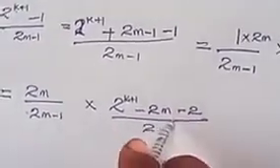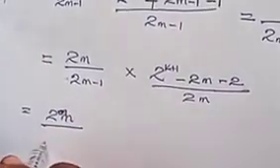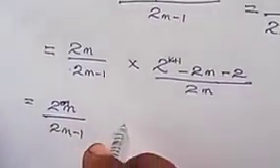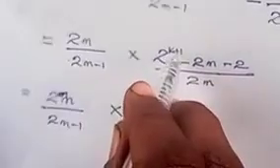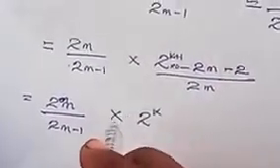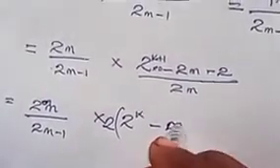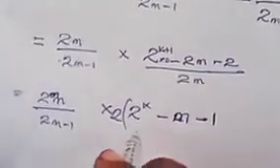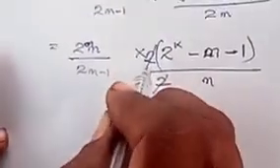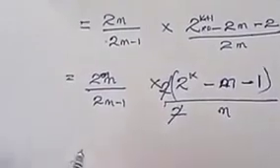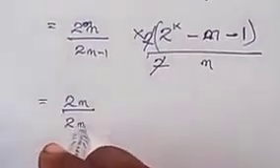2 is common here. We have 2m all over 2m minus 1 times, 2 is common, so we have 2k. This is times 2 raised to power 1. Then we have 2k, 2 into 2k minus 2 minus m minus 1 all over 2m. So this one we cancel this. Then we have equals 2m all over 2m minus 1.